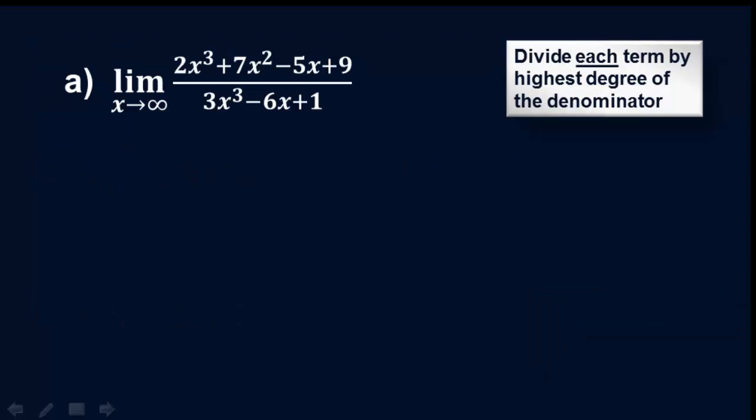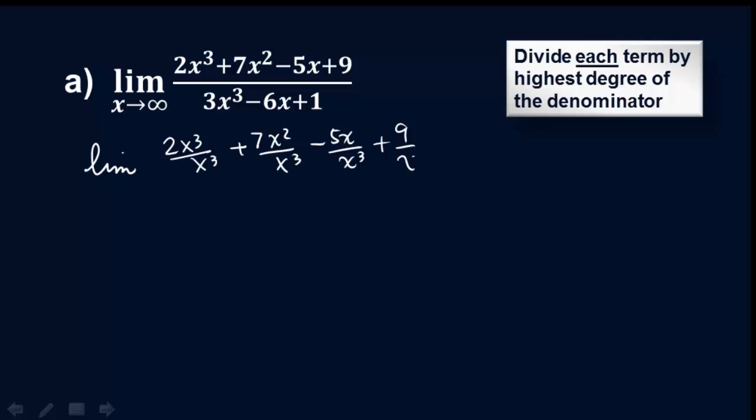We divide each term by the, what did it say? Highest degree of the denominator. So what is the highest degree of the denominator? It's 3. So dividing each term, we get the limit of 2x cubed divided by x cubed plus 7x squared divided by x cubed minus 5x over x cubed plus 9 over x cubed.